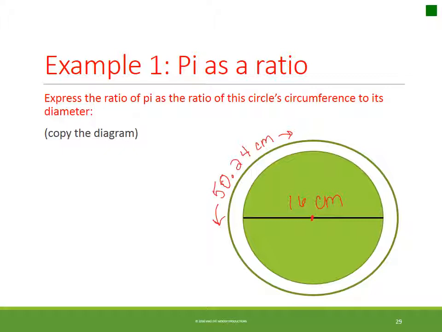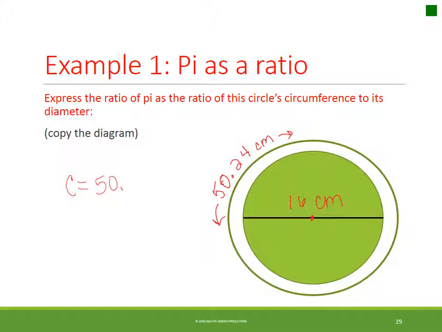Let's do an example of representing this very special ratio of pi. So here we want to express the ratio of pi as the ratio of this circle's circumference to its diameter. You want to make sure you copy this circle diagram. So first I want to list the information I have. I know my circumference, and we're going to use C for circumference, and that, by the way, is a very standard notation. If you are in math and you see C, 99% of the time it will be for circumference.